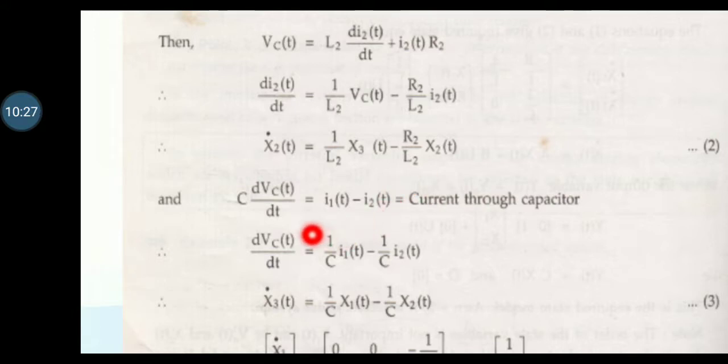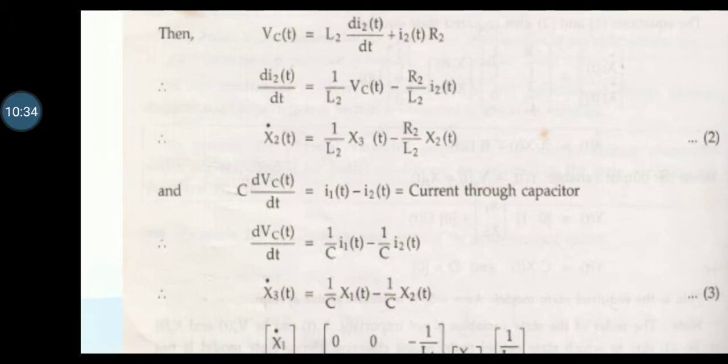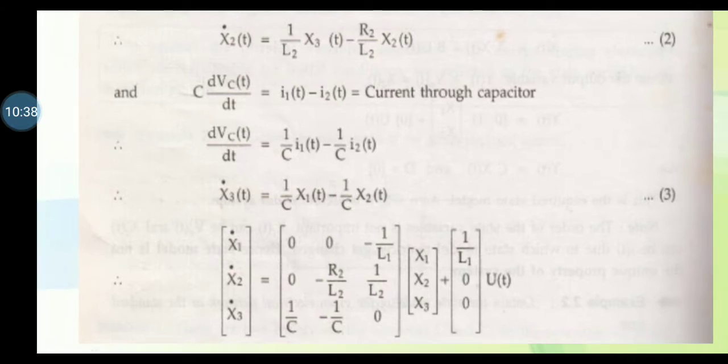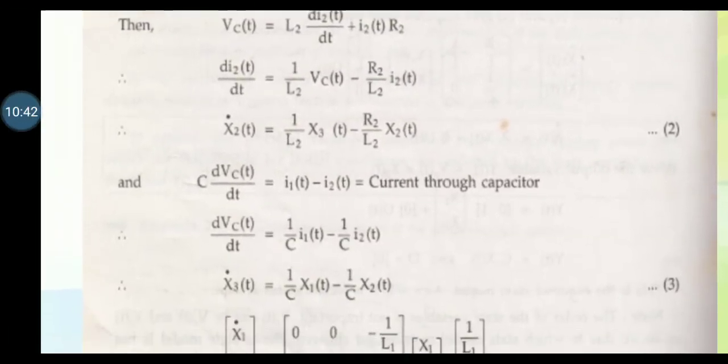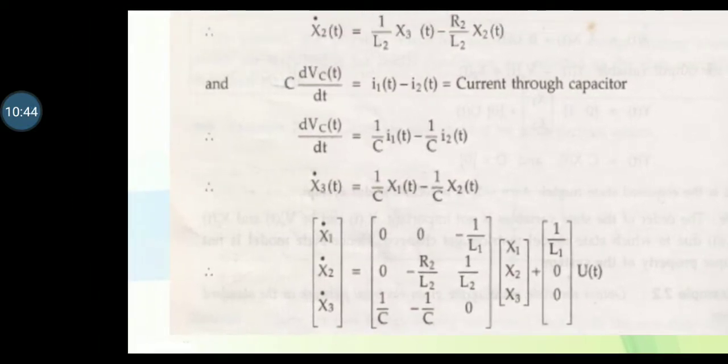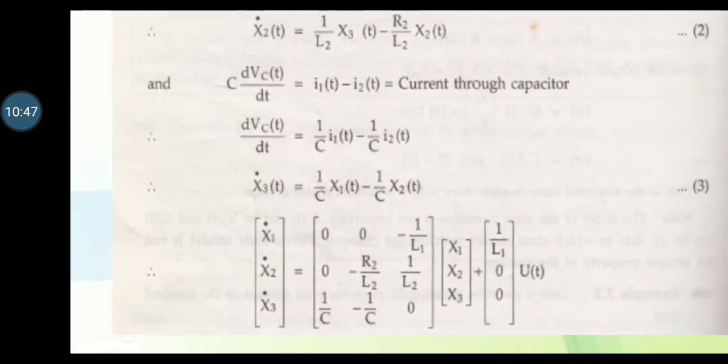So dVc of t by dt is 1 by C I1 of t minus 1 by C I2 of t. So this is taken as x3 dot t, dVc t by dt, which is 1 by C x1 t minus 1 by C x2 t. So we'll write all the three equations in vector form, matrix form: x1 dot, x2 dot, x3 dot.